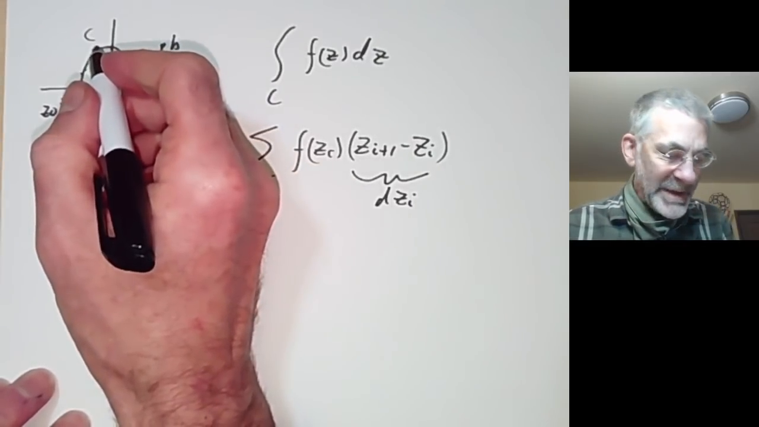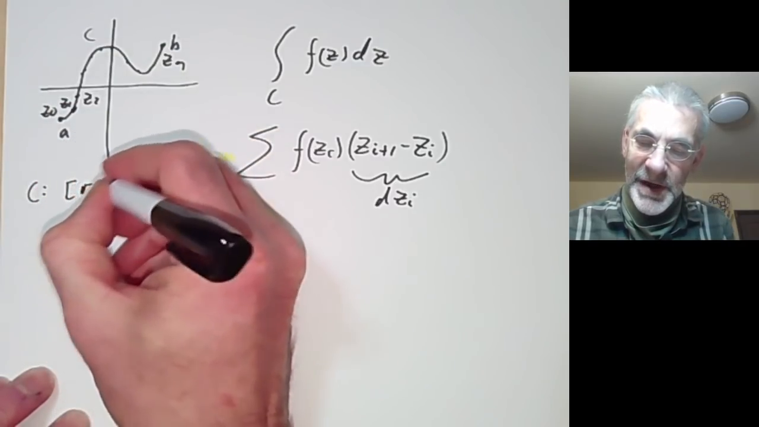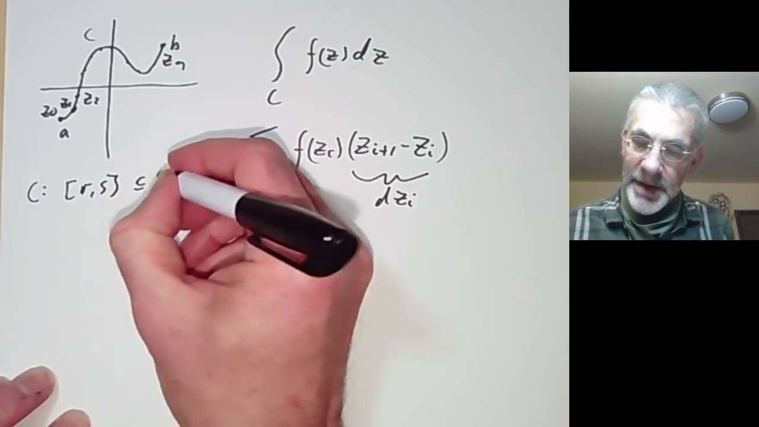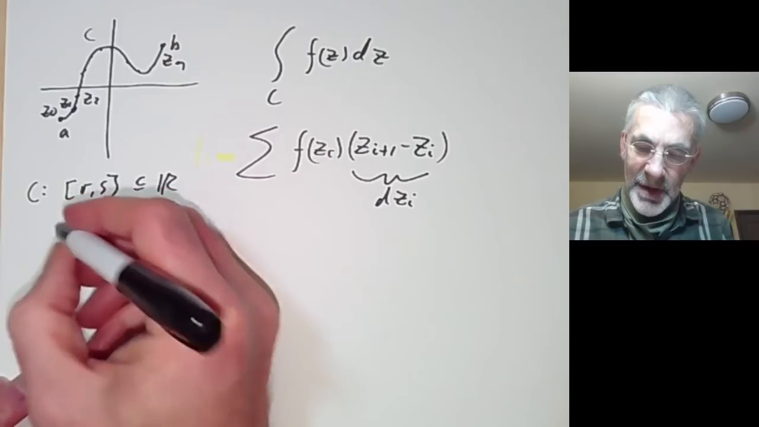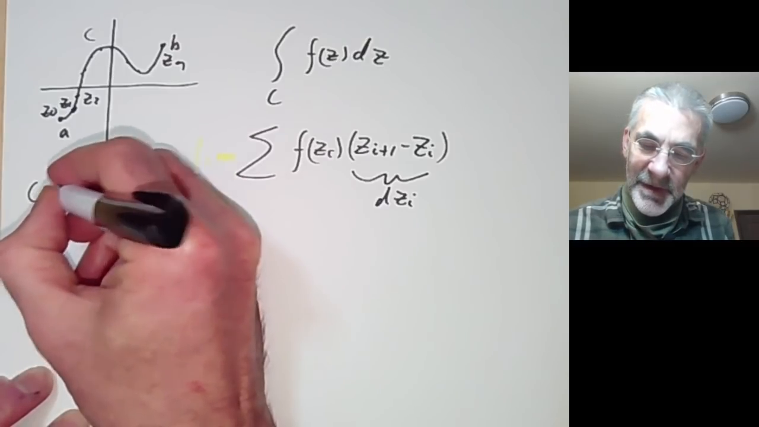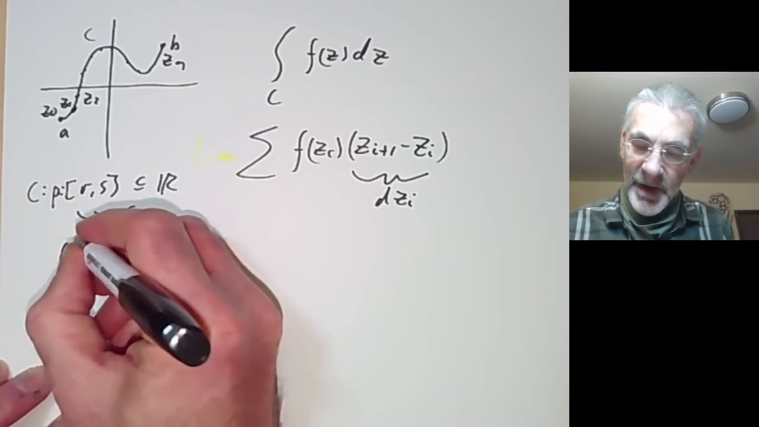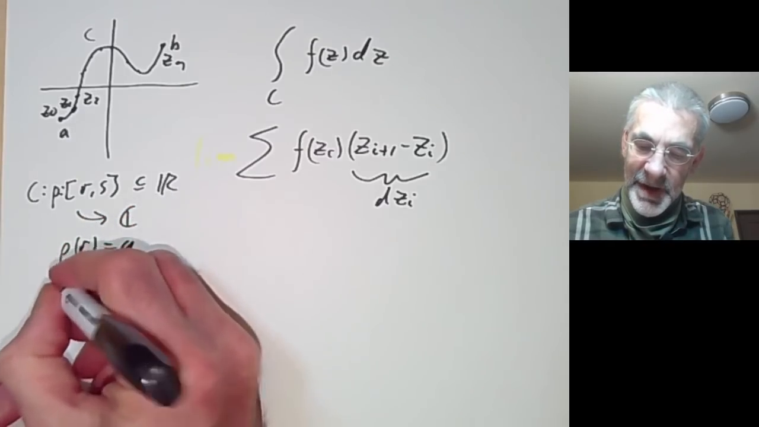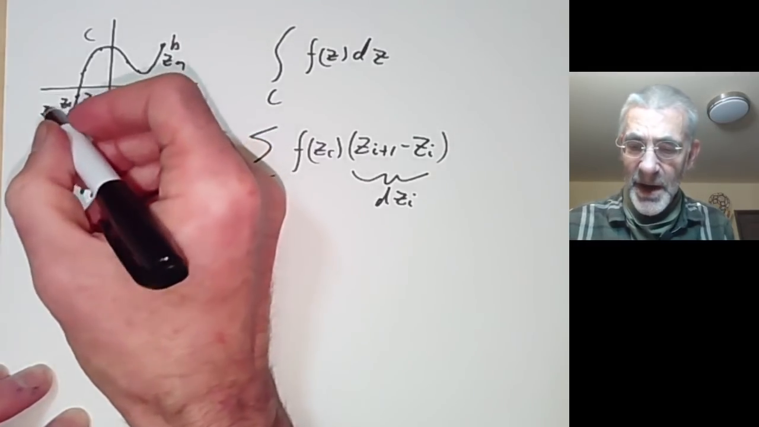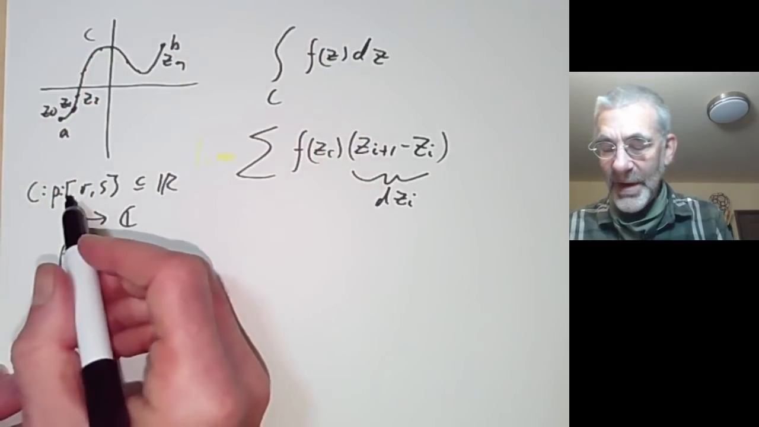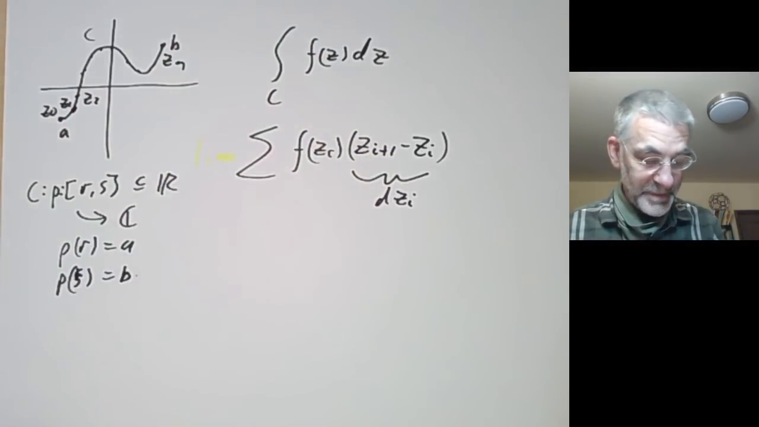We can ask, what is this path exactly? Well, the path is going to be a function from some real interval in the real numbers to the complex numbers. So we can think of this as being a function p, or possibly rho if you prefer, with p of r equal to a and p of s equal to b, and so on. So a path is really just a function from an interval to the complex numbers.